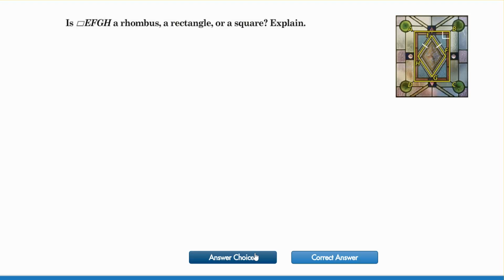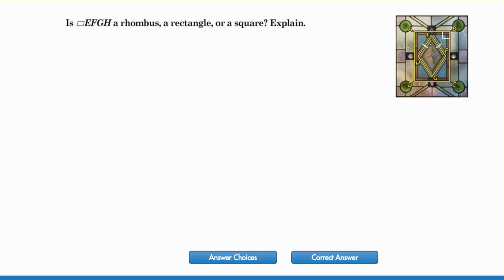Okay, and the next one is EFGH, a rhombus, rectangle, or square. So if we look at EFGH in the picture, we know that EF and EH are congruent to each other. Since it was given that we have a parallelogram, then we know that opposite sides are congruent. So EF would be the same as HG, they're opposite sides, and EH is going to be the same as FG, they're opposite sides, and since they all have one hash mark on them, then all four sides are equal.